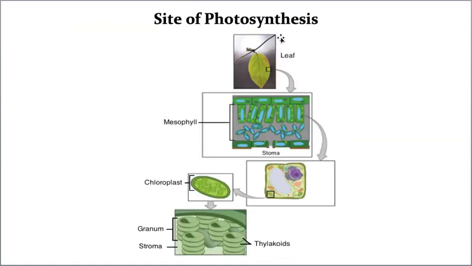Now, a very simple short overview. In the leaf, again in the mesophyll tissue. In the mesophyll tissue, again in the chloroplast. In again chloroplast, the dark reaction it takes place in the stroma, and the light reaction it takes place in the thylakoid membranes. So this is the overview of site of photosynthesis. Students, hope you understood today's class.